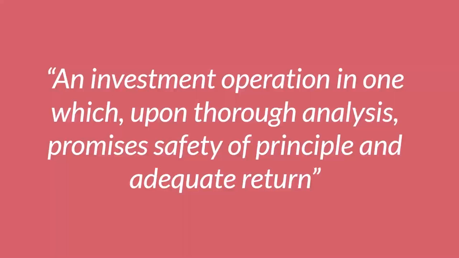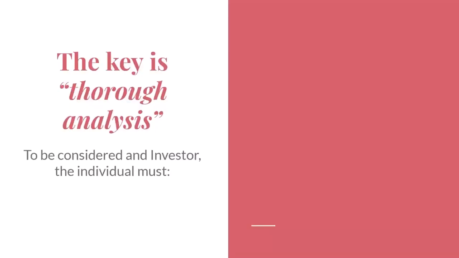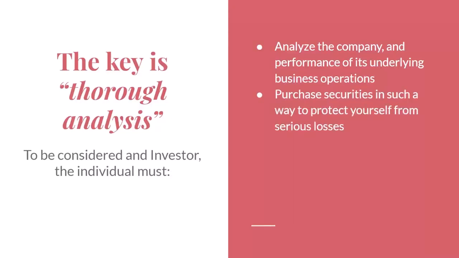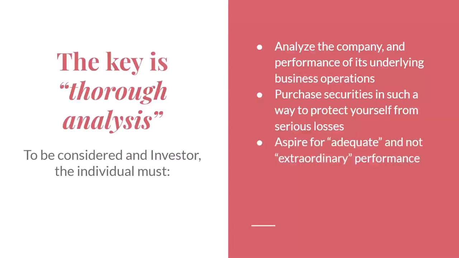At first glance, it may be hard to determine what Graham means by this definition, as one could buy a stock on the understanding that they believe in a safety of their principal, but still be speculating at the core. The key here is the thorough analysis part of the definition, and what is behind these words. To perform thorough analysis, and thus be considered an investor and not a speculator in a company, Graham suggests that one must first analyze the company, not the stock, and the soundness or performance of its underlying business operations before purchasing the stock. Purchase securities in such a way as to protect oneself from serious losses, and aspire for adequate, not extraordinary, performance out of the security.